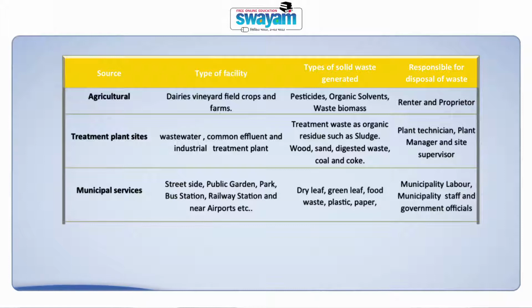Again, municipal services. This again we have discussed much, and as I told you, it is a commingled waste, and the source of this particular waste you cannot designate or separate. It can be from a residential area, it can be from an institutional area, anything. It's just a mixed source of waste. Now again it can be leaf, food waste, plastic and other street sweepings, silt, sand, etc. And the responsible person for proper disposal would be the laborer, staff or government officials.